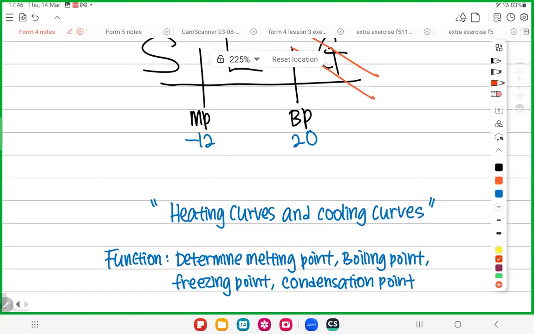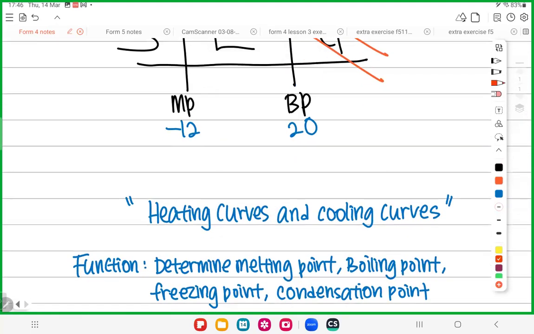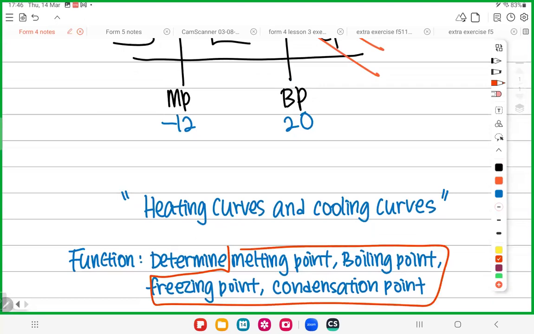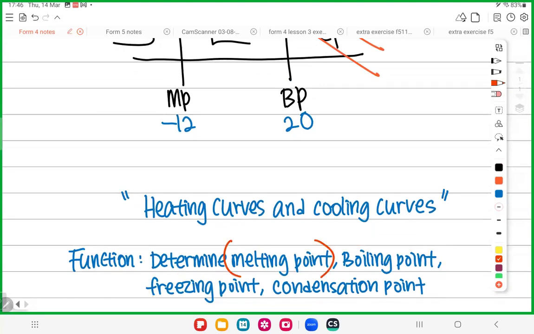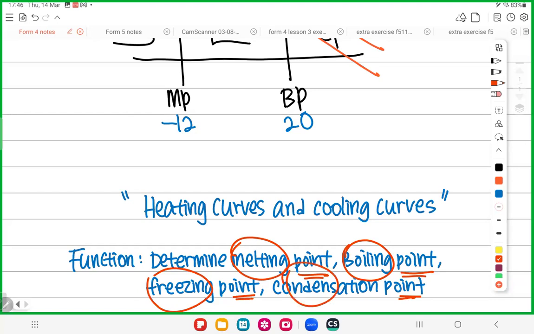Heating curve and cooling curve help us to find those important temperatures. They help us to find the melting point for a substance, the boiling point for a substance, the freezing point for a substance, and the condensation point for a substance. Sir, what about sublimation and deposition? No, they do not ask us sublimation and deposition for heating curve and cooling curve.